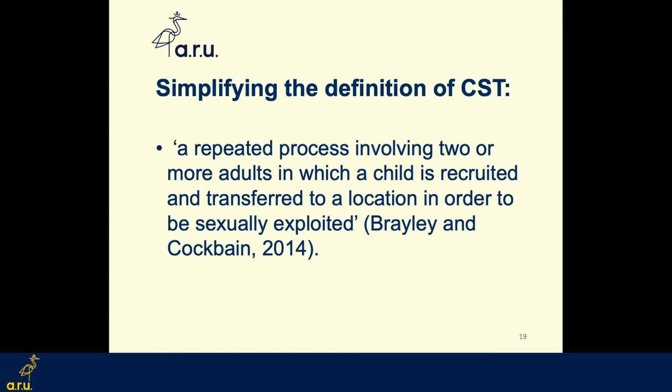But academics Brayley and Cobain have done some extensive work around this, and they've tied it together to simplify the definition: it is a repeated process involving two or more adults in which a child is recruited and transferred to a location in order to be sexually exploited. And that is a step in the right direction. It just takes time for governments and local authorities to establish policy around this, but still, ten years on from the Rochdale case, we still don't have a definition for this.